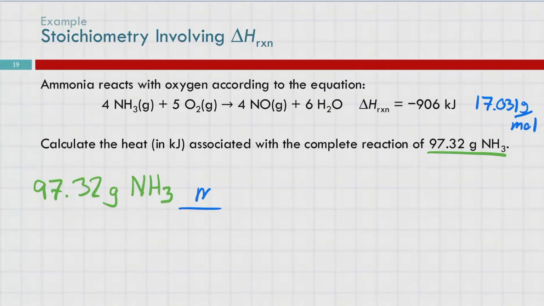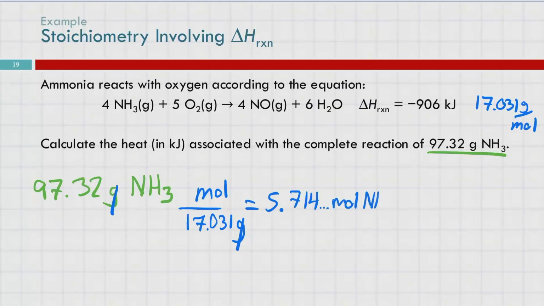So we'll divide by our molar mass. That converts us from grams to moles. I know that a lot of people like doing them in single steps, so we'll do it in single steps. So 5.714 dot dot dot moles of ammonia. What's our next step?